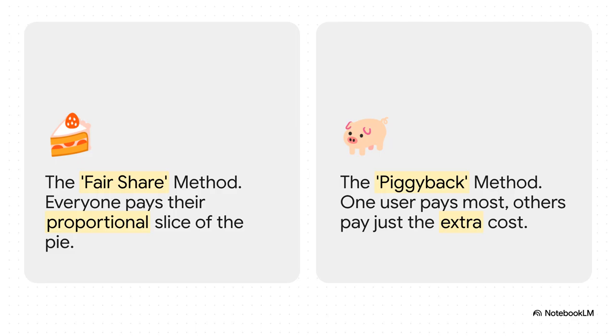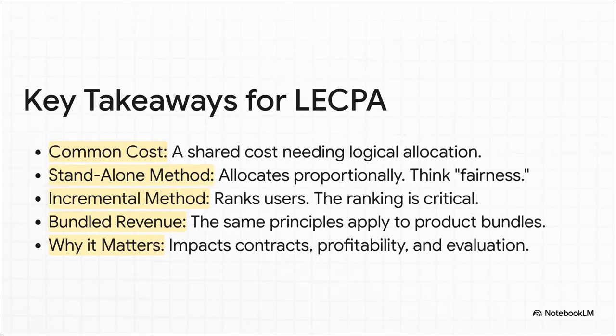Here it is, your official brain hack to remember this forever. The standalone method is the fair share method. Just think of everyone paying for their proportional slice of the pizza. The incremental method? That's the piggyback method. One person pays for the main ride and the other person just pays a little extra to piggyback along. Fair share versus piggyback. That's it. It's that simple.